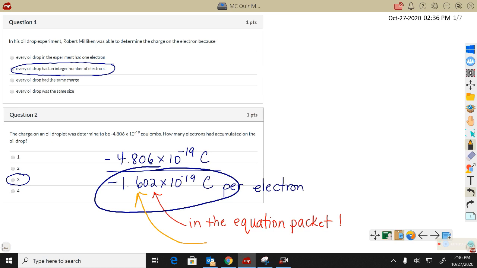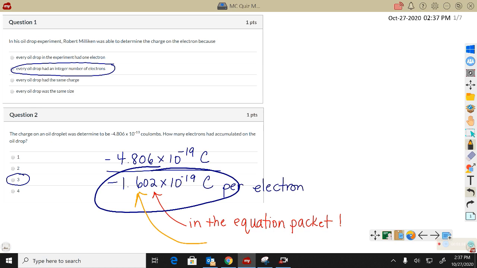And that comes in number 2 then. The total charge on an oil droplet was determined to be negative 4.806 times 10 to the negative 19th coulombs. How many electrons had accumulated on the oil droplet? All we have to do is divide. In your packet, they will give you the charge on an electron, and here might be a situation where you would use that constant.